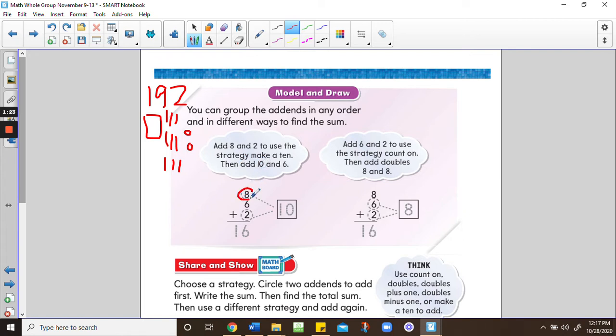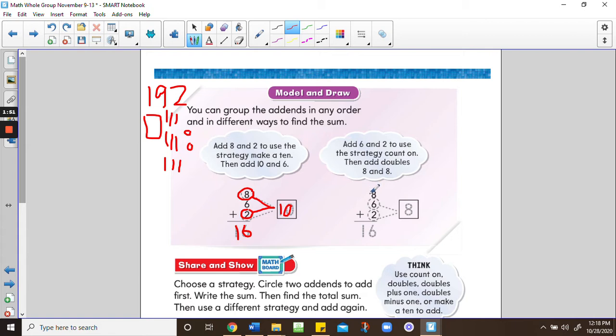In my head, I know that 8 plus 2 is 10. So that's what we're going to add first in this example. 8 plus 2 equals 10. And now it makes the problem a lot easier. It's 10 plus 6, the number you have left, and we know that is 16. That is one way you could add those three numbers.